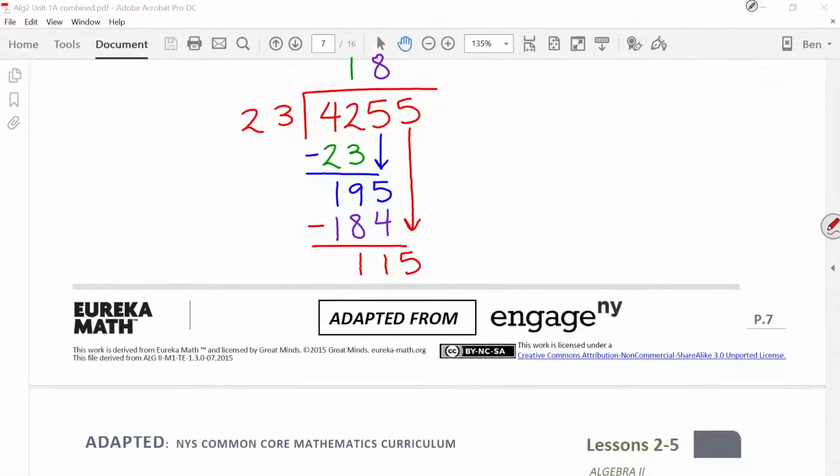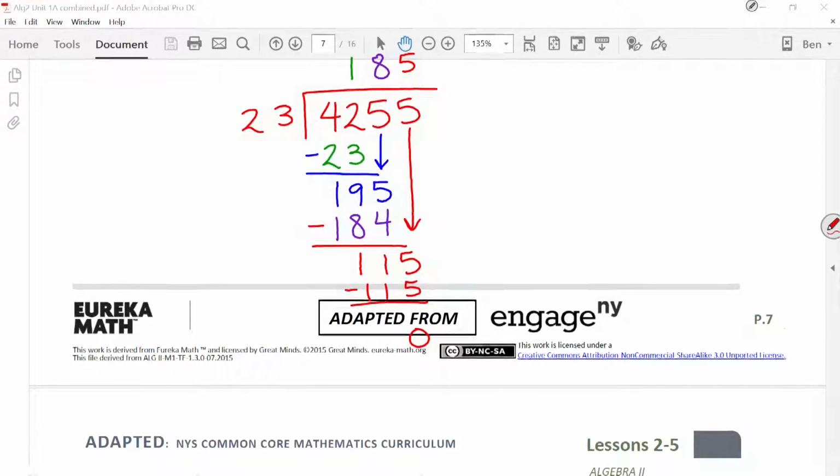23 goes into 115 how many times? Or the way we'll think about it for polynomials is 23 times what is 115? And that happens to be exactly 5. So 23 times 5 is 115. I will still follow this all the way through. I will subtract and I get 0, which means that 23 divides evenly into 4,255, or, as we'll talk about several classes in the future, 23 is a factor of 4,255.